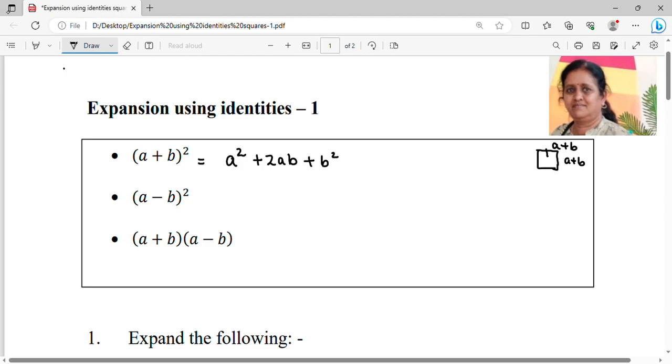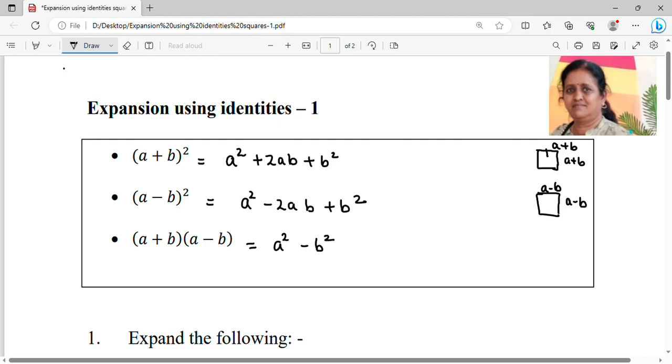A common error is normally students forget to write 2ab. Don't do it. So it is a square plus 2ab plus b square. The second one would be the area of a square whose sides are a minus b and a minus b. So if you expand this, it's going to be a squared minus 2ab plus b squared. And for this one, when you expand, you will see that the ab and ab terms get cancelled and you'll end up with only a squared minus b squared.